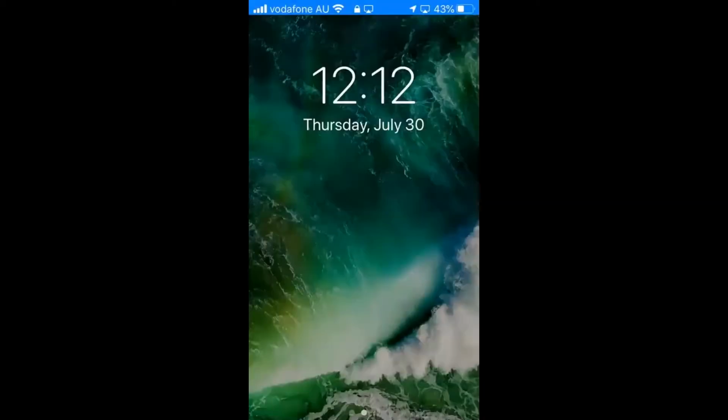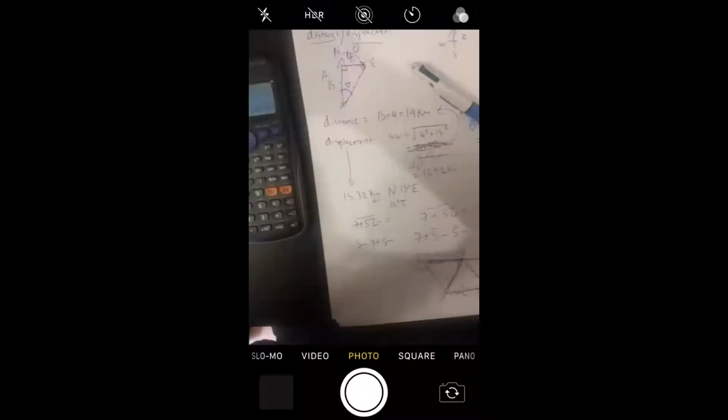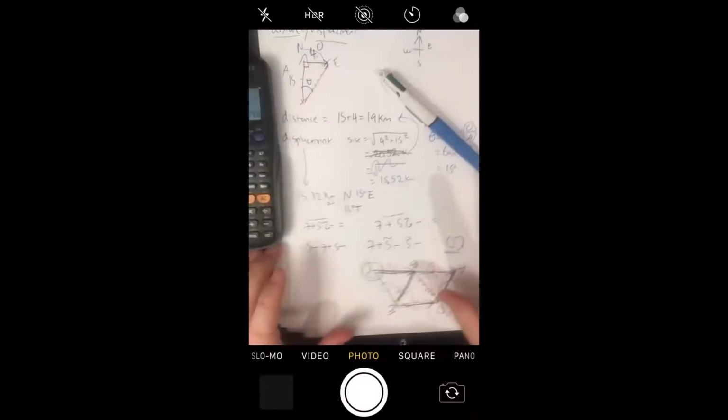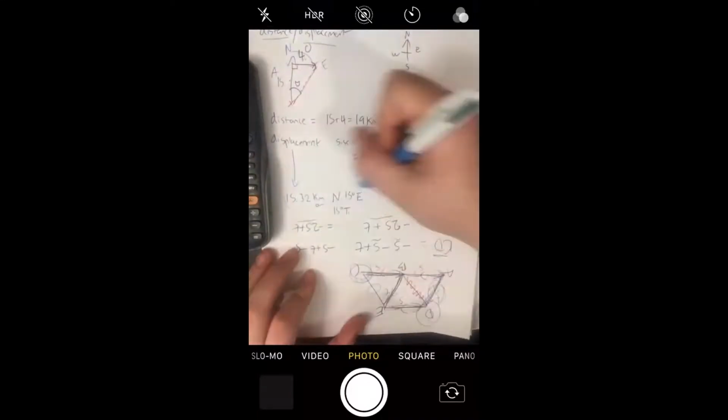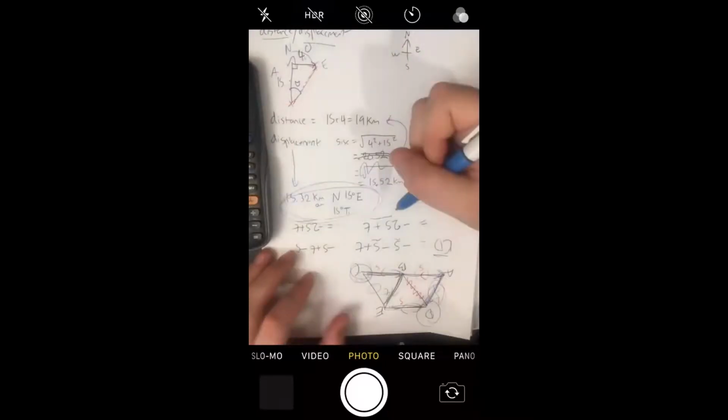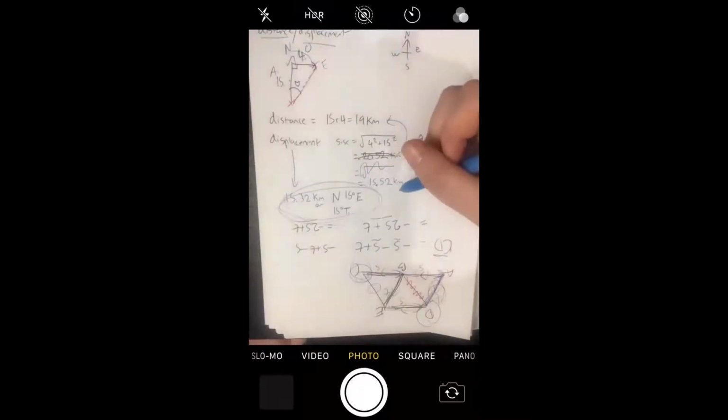I don't know why my phone just jammed just then. But yeah, that was my working out there. So that's how I got to this value here. So that's displacement in 2 directions.